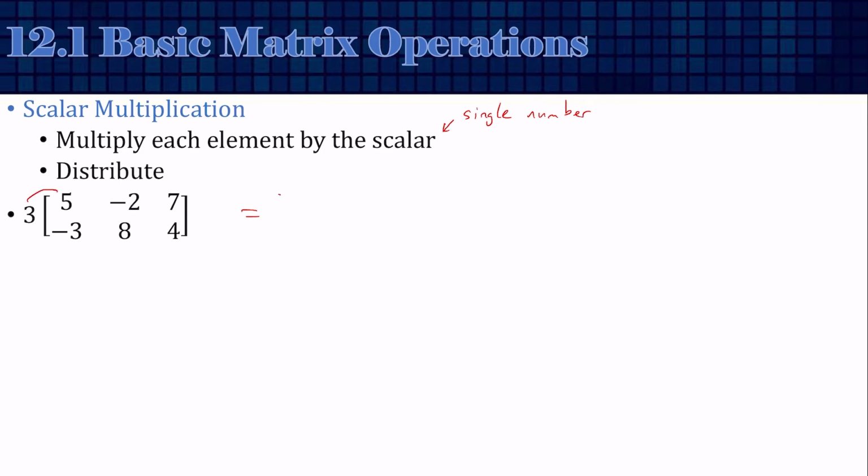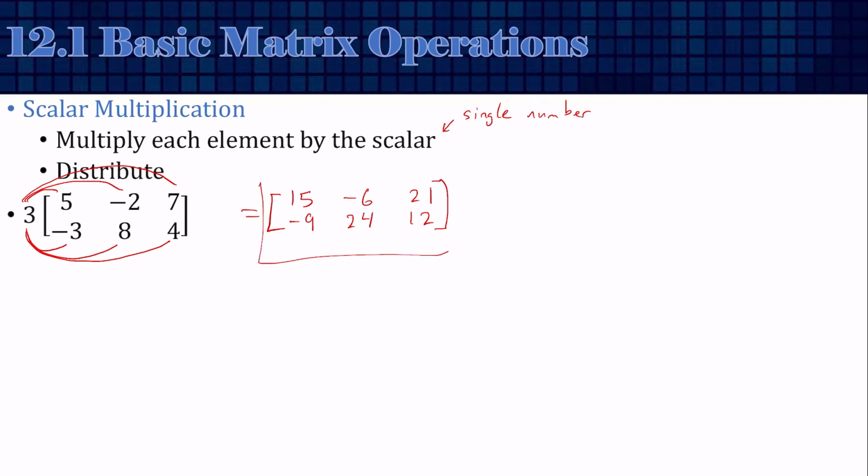So you'll have 3 times 5. 3 times negative 2. 3 times 7. 3 times negative 3. 3 times 8, and 3 times 4. And that's all there is to it.